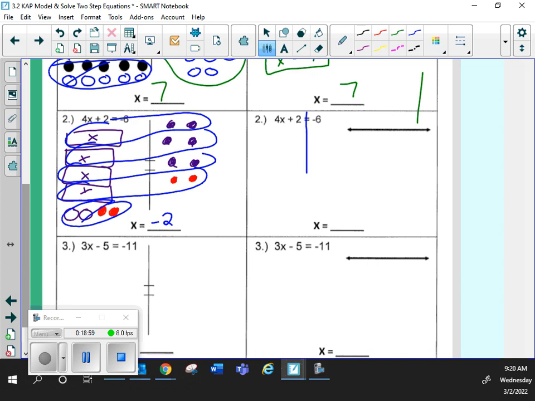So mathematically, do I want to get rid of the x's first or the constants? Constants. So how do I get rid of +2? -2, or take away 2, however you want to think about it. Okay, I'm left with 4x.